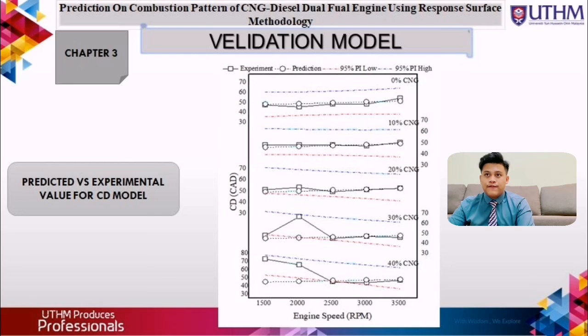Next is the combustion duration prediction model. For the combustion duration model, 3 points were observed outside the prediction interval. 2 points were at 2000 rpm of engine speed during 30% and 40% CNG fraction respectively. 1 point at 1500 rpm and 40% CNG fraction shows a large difference between prediction data and experimental data.